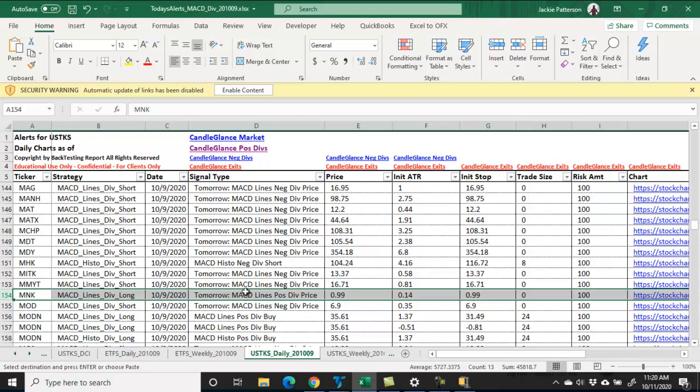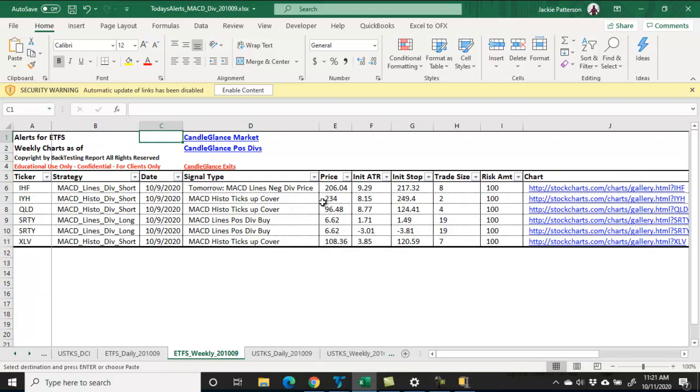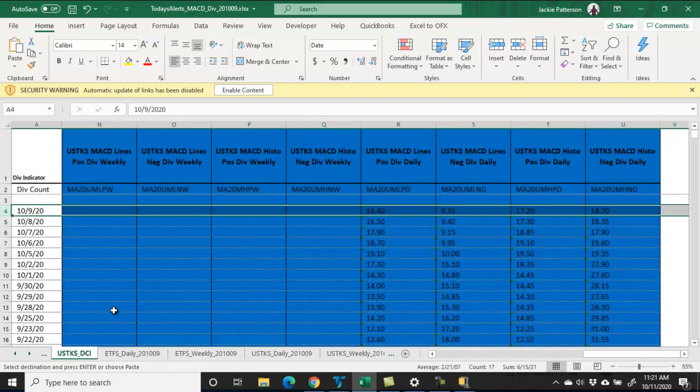So these signal types and this information is available for the US stocks on the daily chart, on the weekly chart, ETFs on the weekly chart, it's the same sort of thing, and on the daily chart. One other item, and perhaps saving the best for last here, is the DCI, or divergence count indicator.